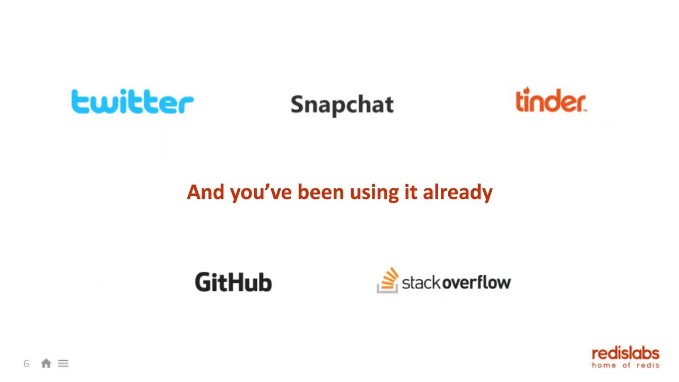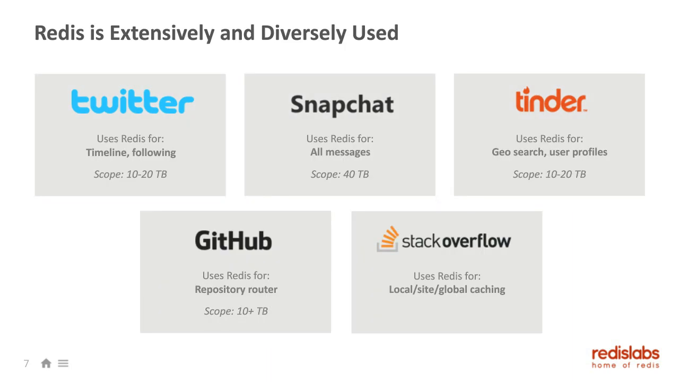Some examples here are Twitter, Snapchat, Tinder, GitHub, and Stack Overflow. To give you some idea on how they're using it, Twitter is using it for their timeline and following. Every time you go into the app or their website, the feeds of your tweets will be served directly from Redis. Only when you tweet will your tweet go to a relational database in the backend, but some microservices will make sure your personalized timeline is populated inside Redis. Snapchat is using it for all the messages they send across.